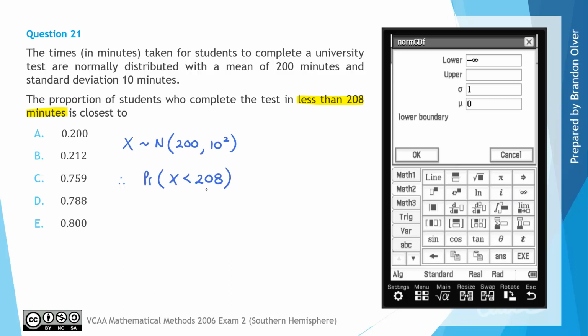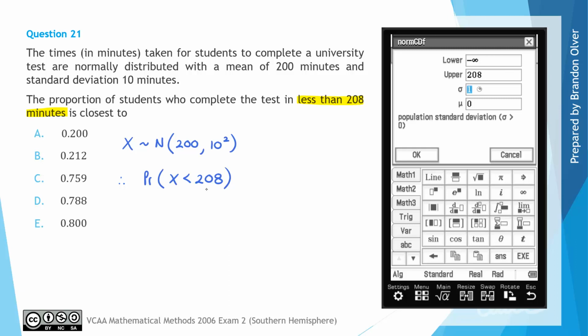So we just need to use negative infinity as the lower bound whenever we deal with normal distribution questions, even if it doesn't quite make sense within the question's context. So we go from negative infinity to the upper bound of 208. And even though it says less than 208, we still put the upper bound in as being exactly 208. We don't change that in any way.